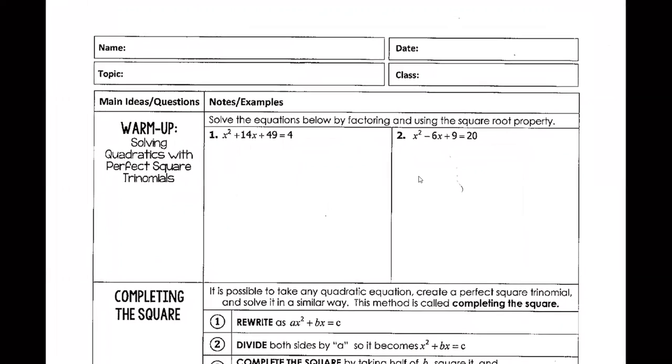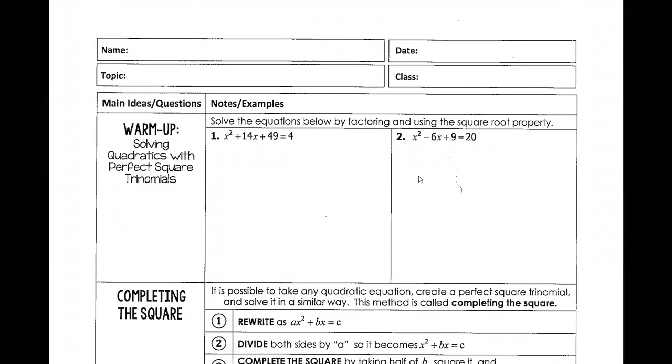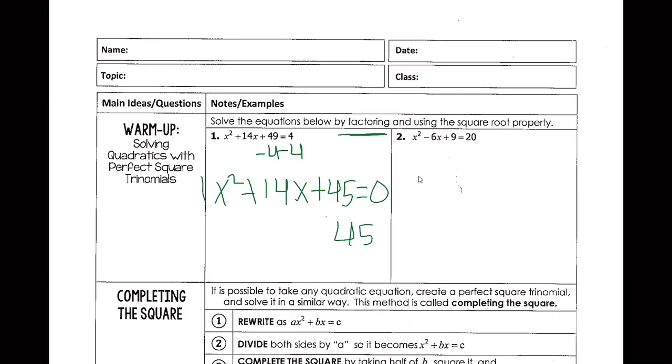A couple warm-up questions. Because these ones we're not going to complete the square, we're going to solve by factoring. One thing that's worth checking is if you get everything to the same side, see if you can factor it our normal way. Since our coefficient is 1, what would multiply to 45 and add up to 14? That would actually be 9 and 5. So that would be x plus 9, x plus 5. Doesn't matter what order you put them.